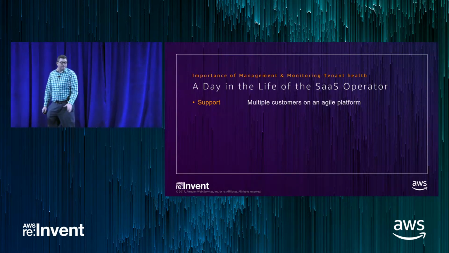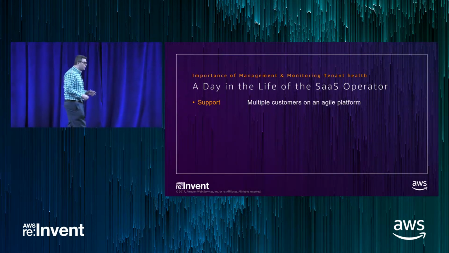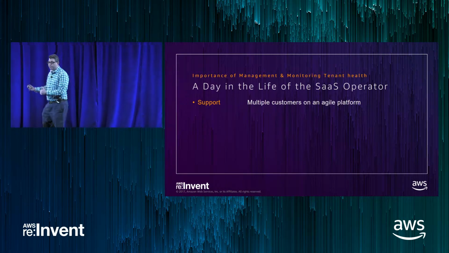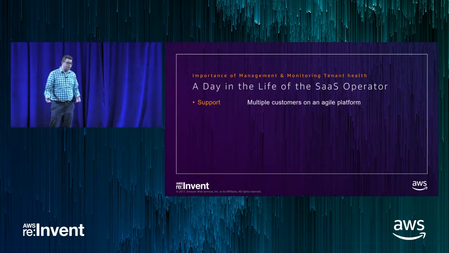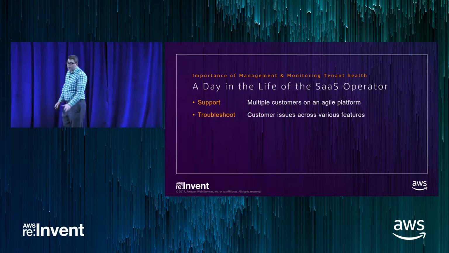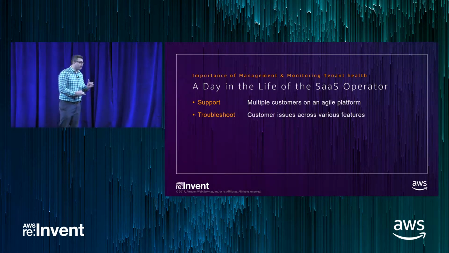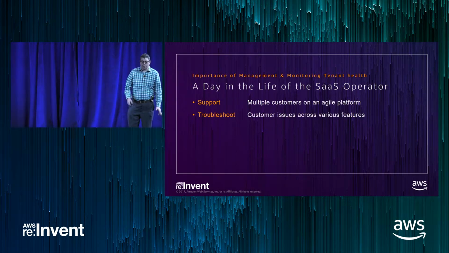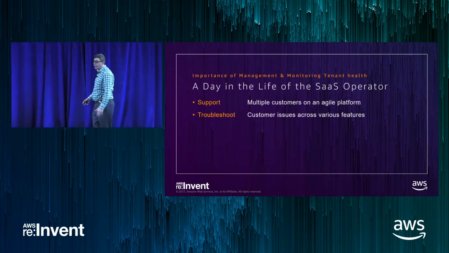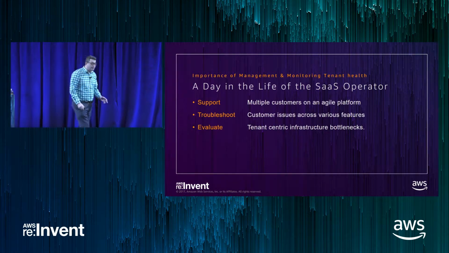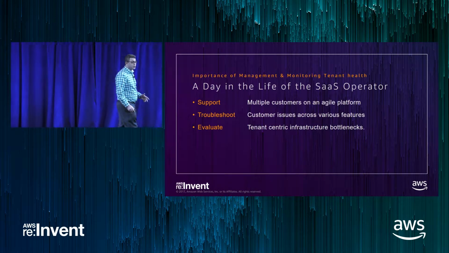But they were saying that they had a problem because they were growing so fast, but they had challenges supporting multiple customers on this innovative platform, right? They're innovating, adding customers, and ultimately adding a lot of value for these customers at a rapid pace. They had to figure out a way to troubleshoot efficiently and be able to diagnose and understand issues across a variety of features, use cases, and geographies. They're servicing new markets, so it's making it challenging. They had to evaluate tenant-centric infrastructure bottlenecks.